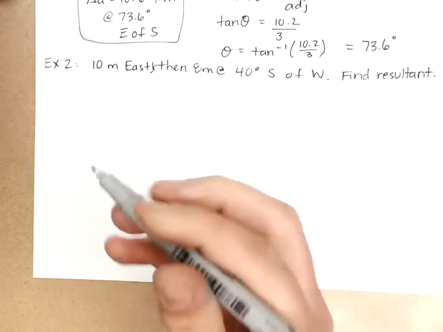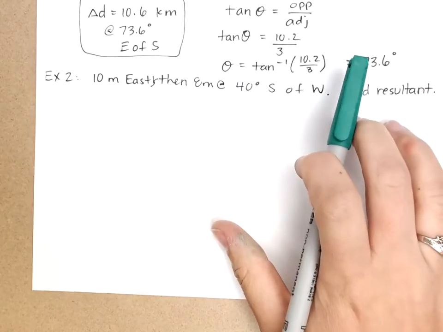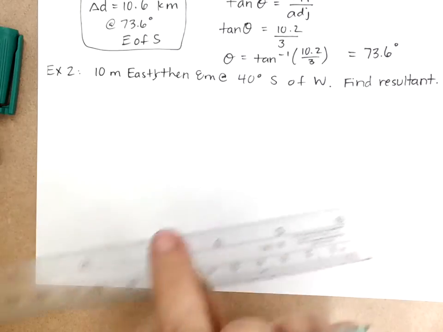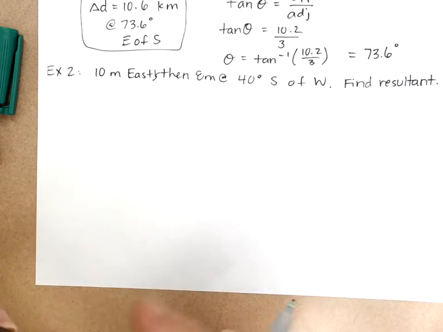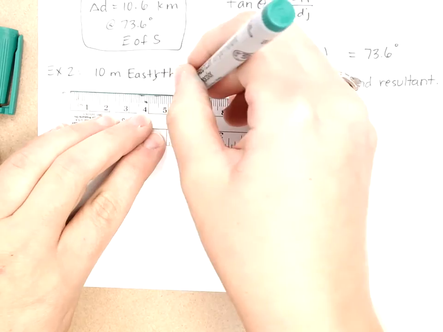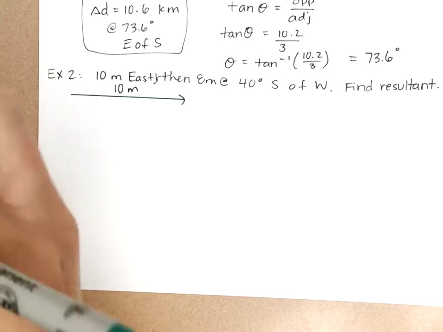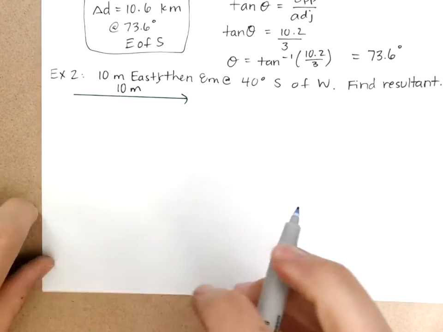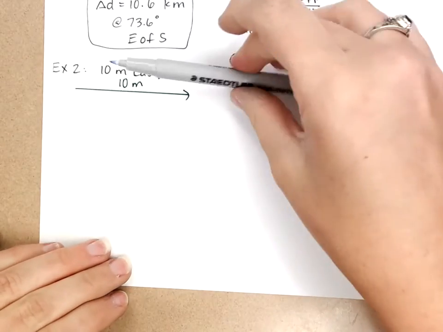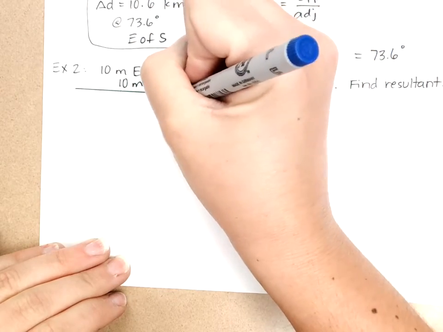Okay, so let's draw it first. So we're going to draw the 10 meters east first. And I'm not going to draw this one to scale. I'm just going to use the ruler to draw a straight edge. So let's say that's 10 meters. And then we're going to have 8 meters, 40 degrees south of west. So we're going in the west direction and then we're going south, so south of the west direction, so this is going to be our angle, so that's going to be 40 degrees.